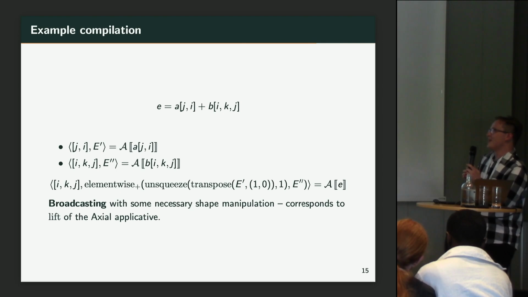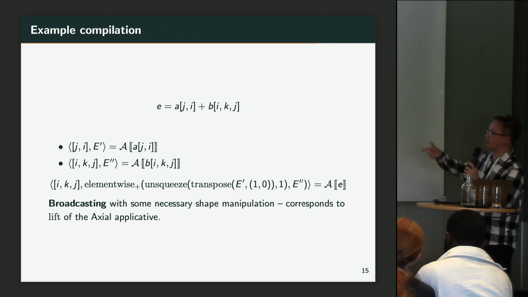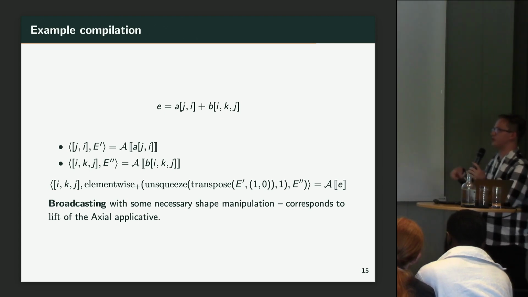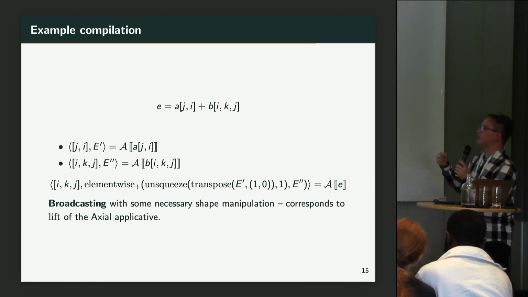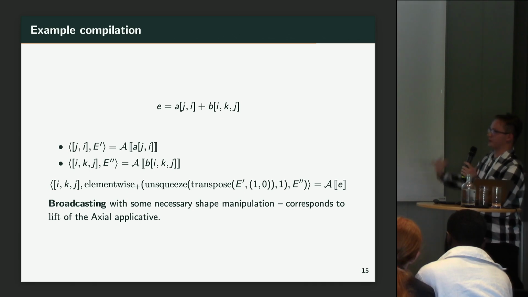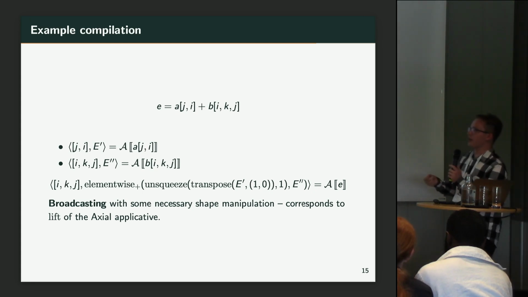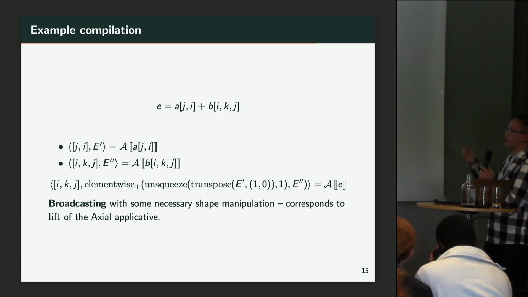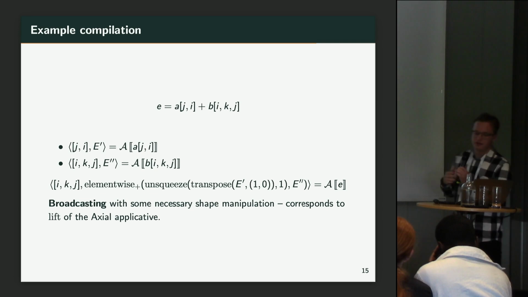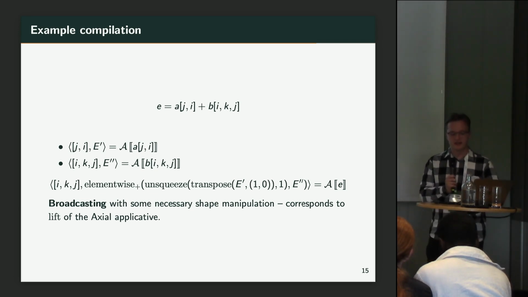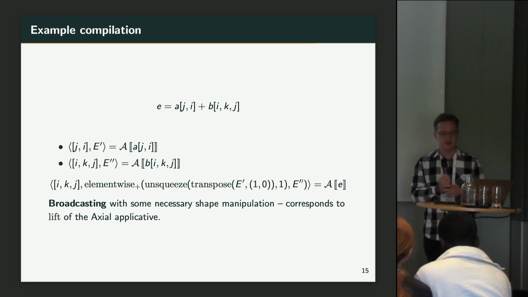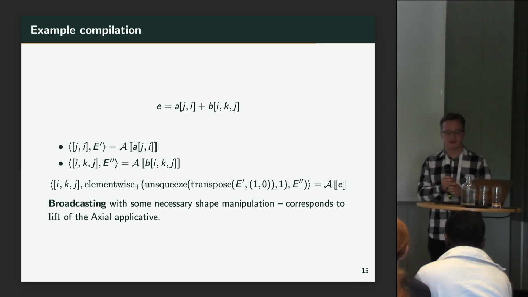This is obviously also a comparison of how expressive pointful can be in comparison to point-free, because there's a bunch of administrative work we have to do here. We first have to transpose the e prime's representation to get a representation in ij. Then we have to unsqueeze to introduce an axis of size 1 so that broadcasting works out. So we get something like i1j, and then i1j and ikj can be added together to produce whatever e was computing. This ends up corresponding, in the axial applicative, which is the pattern I try to fit this compilation scheme into, to the lift of the applicative, which is a very fundamental operation of the applicative.